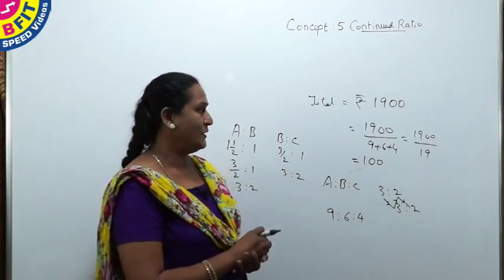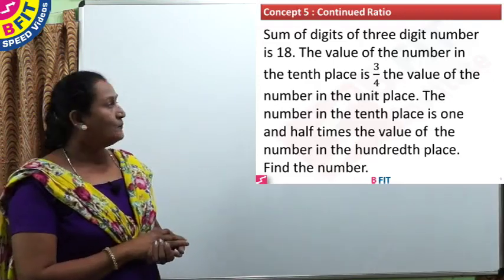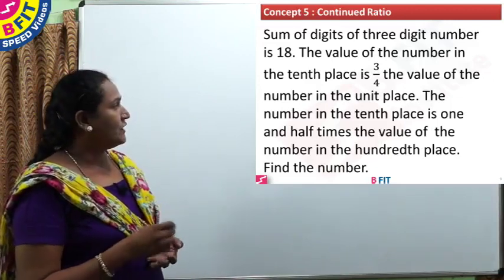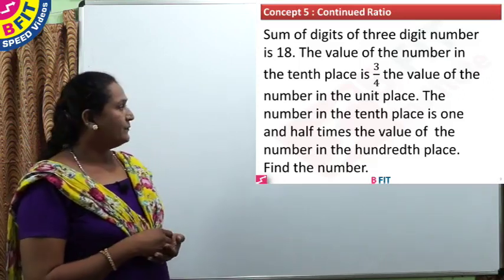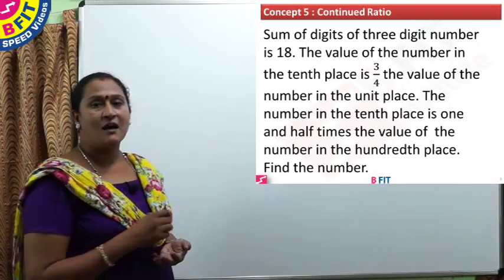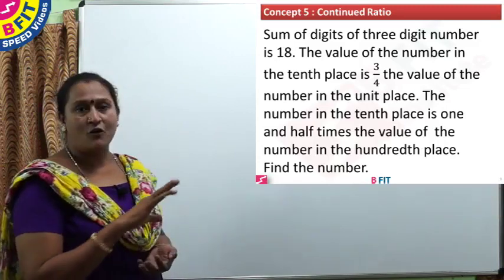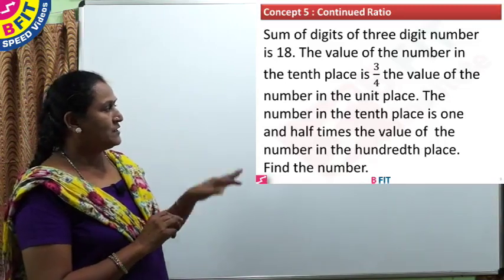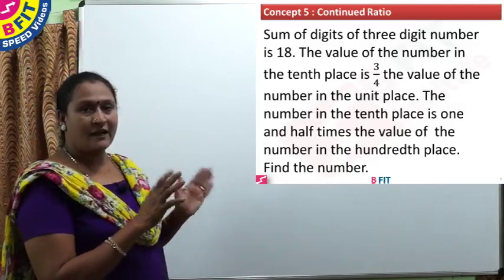So we'll see another example to use this concept. The question here is, the sum of digits of a 3-digit number is 18. The value of the number in the tens place is 3/4 the value of the number in the unit place. The number in the tens place is 1.5 times the value of the number in the hundreds place. Find the number. This question also you can work out by forming equations and solving, but all that takes time. So in this, units and tens place are compared, and hundreds and tens place are compared. So we can get ratios for both.